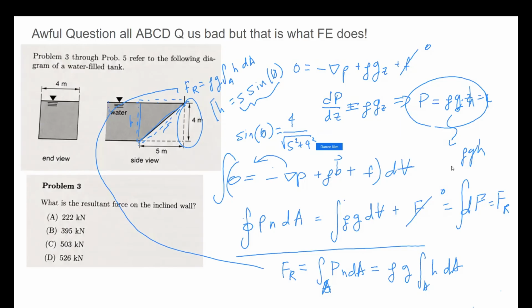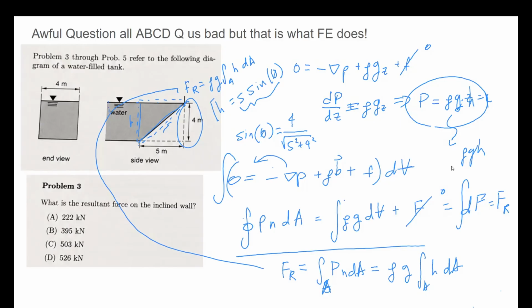And with that said, you can grab your calculator, which I don't know where I placed, but I hope I placed it somewhere safe. I did. So with that said, I can grab the calculator and do 4 divided by the square root of 5 squared plus 4 squared.